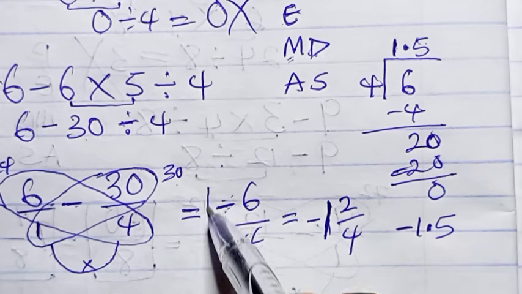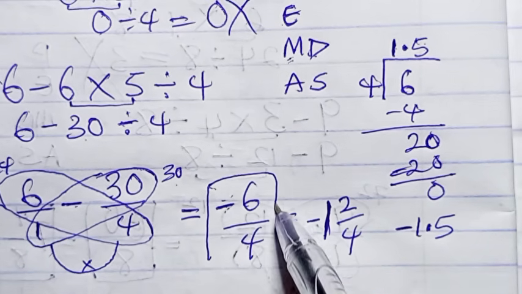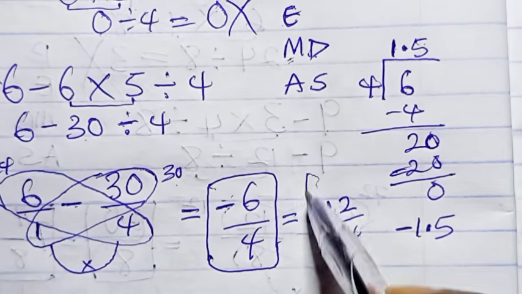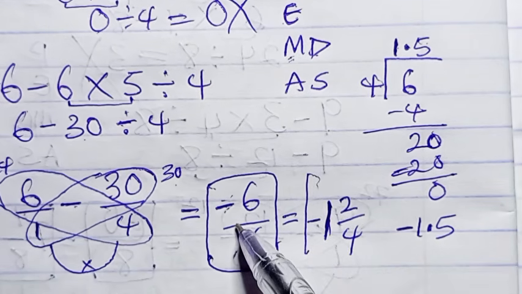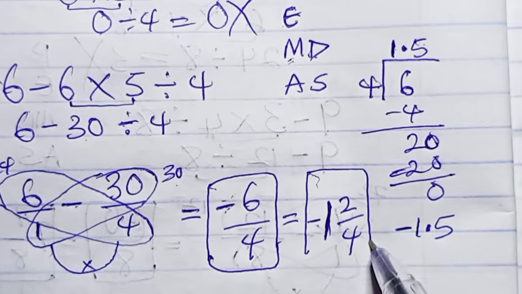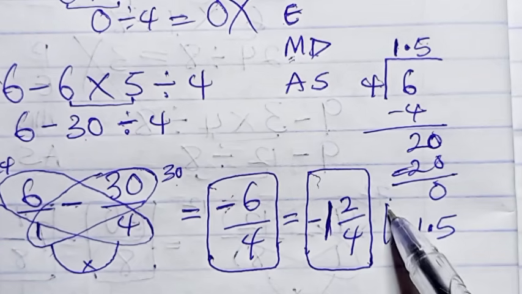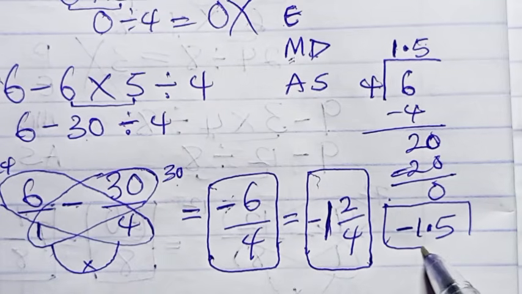So this is the first answer, which is an improper fraction, sorry. And this is the second answer, which is a mixed fraction. This is the third answer, which is what? A decimal.